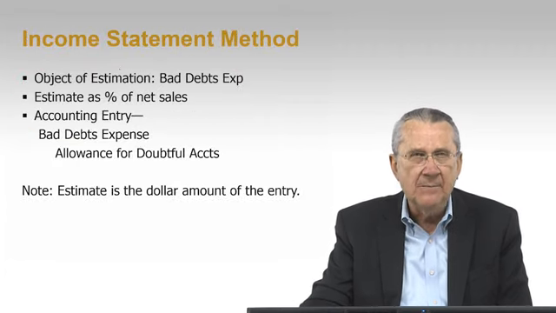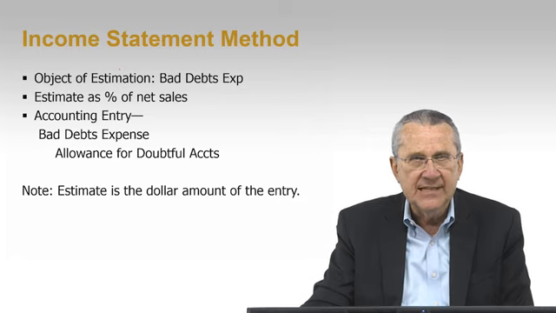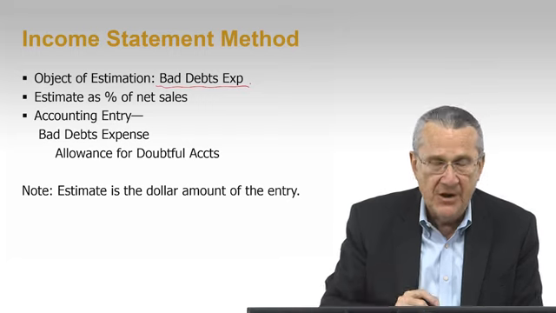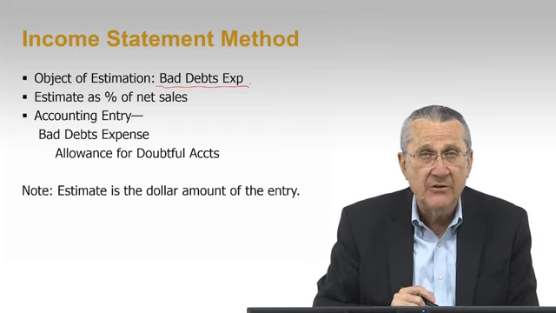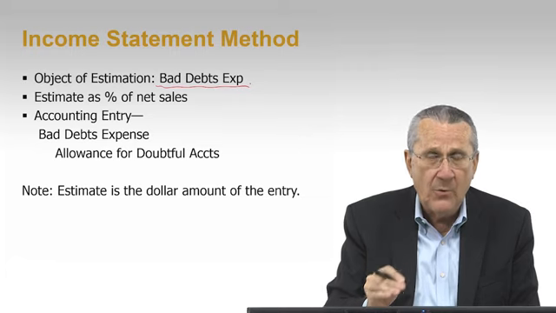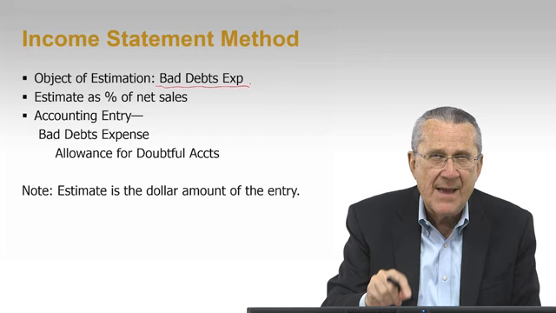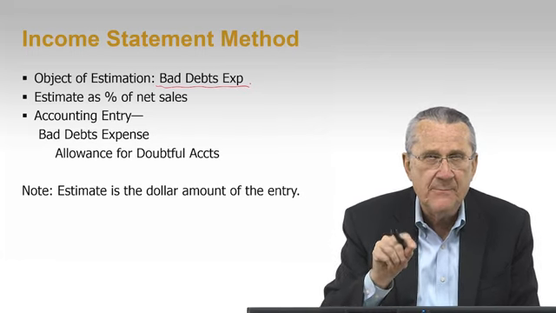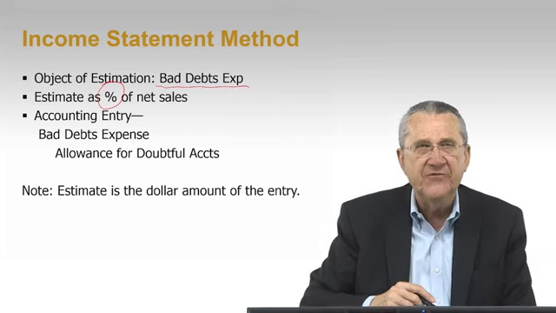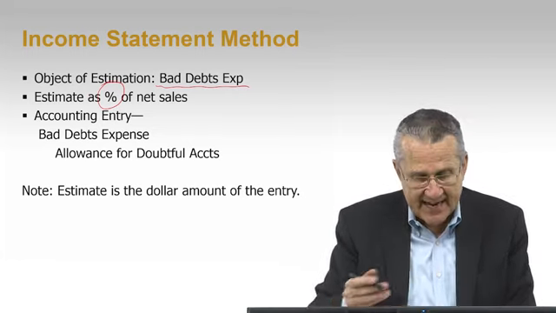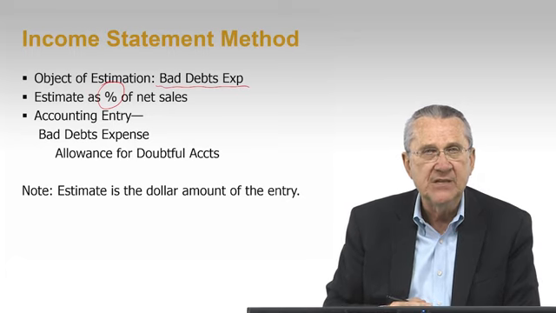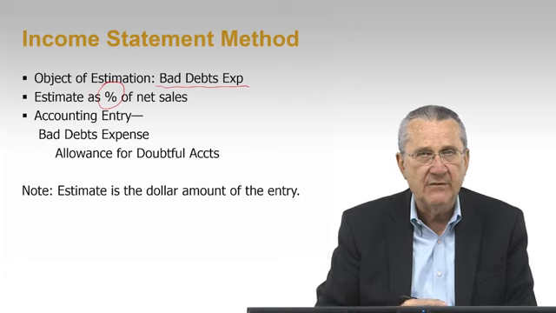Now, if I use the income statement approach to this analysis, then the object of my estimation is going to be bad debts expense. Now, you and I both know that the credit to the allowance account is going to affect the balance sheet in the same dollar amount. But from our standpoint, what we want to do is focus on that bad debts expense number. We want it to be the best it can be. And so we typically will estimate a percentage of net sales. And once we've made that calculation, then we're going to make this accounting entry. We're going to debit bad debts expense and credit the allowance for doubtful accounts account.